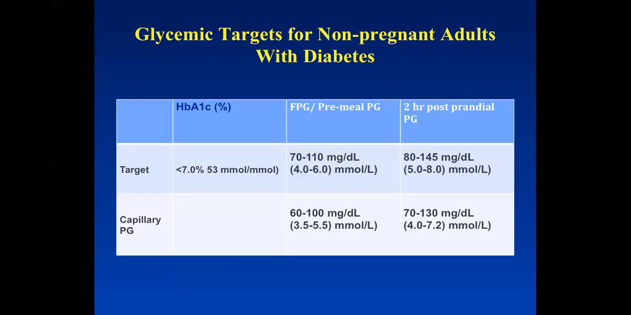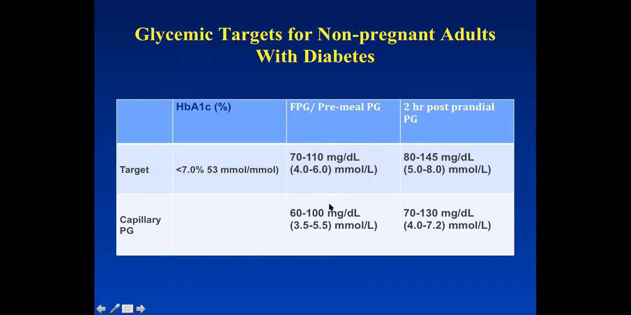Okay. So these are the glycemic targets when we treat non-pregnant adult patients. If we measure the HbA1c in a patient with diabetes, we should maintain it less than 7% or less than 53 millimoles per mole. Fasting plasma glucose or premeal glucose should be this, if you do the laboratory results.